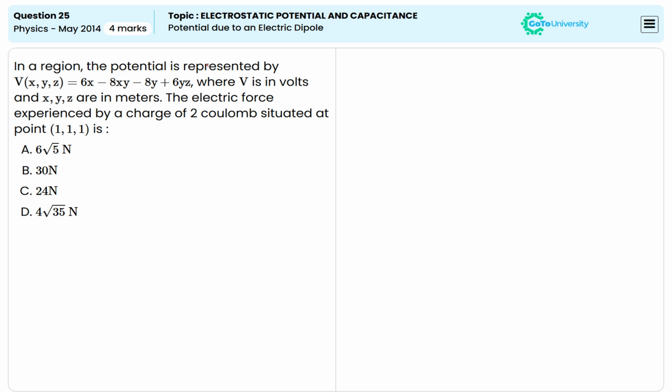In a region, the potential is represented by V of x, y, z is equal to 6x minus 8xy minus 8y plus 6yz, where V is in volts and x, y, z are in meters. The electric force experienced by a charge of 2 coulomb situated at the point (1, 1, 1) is what we need to find here.